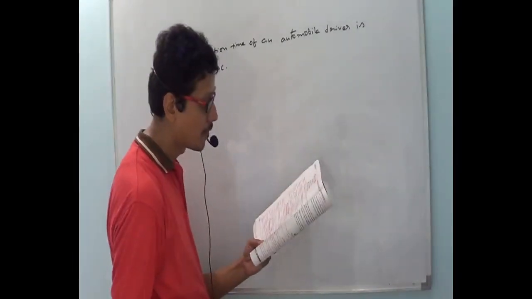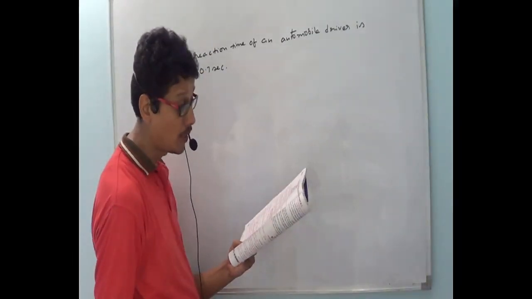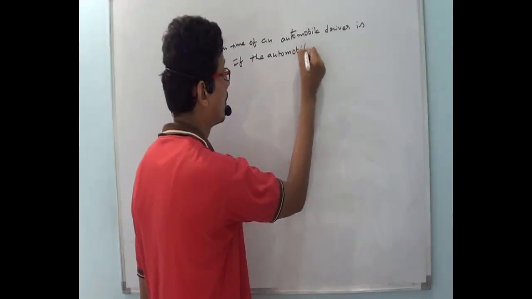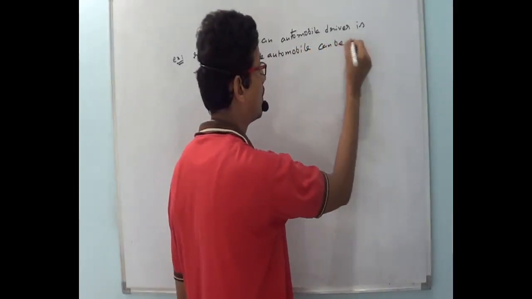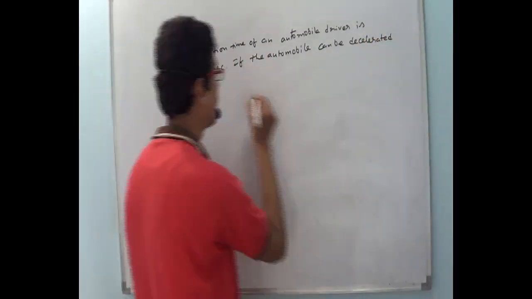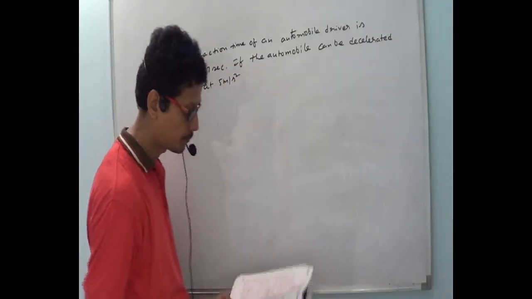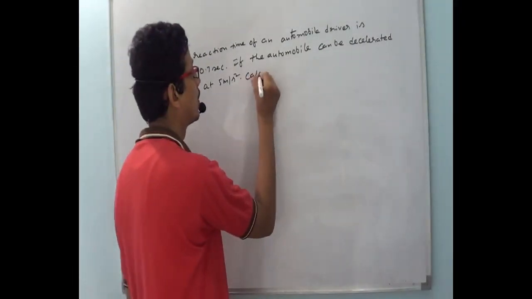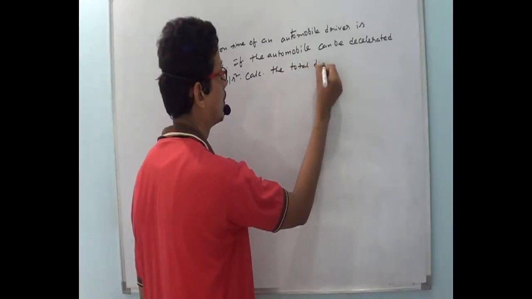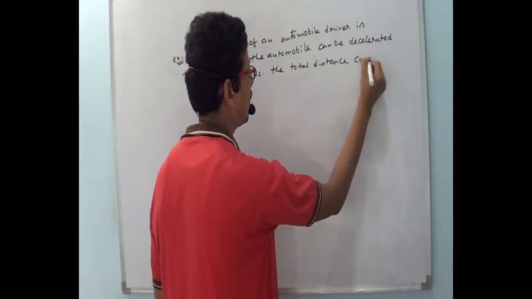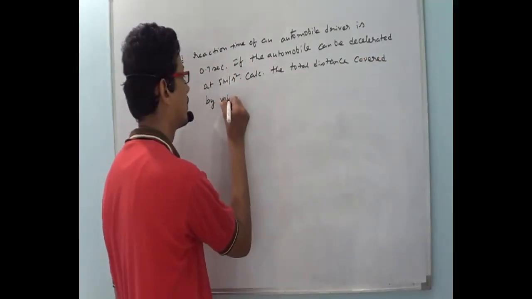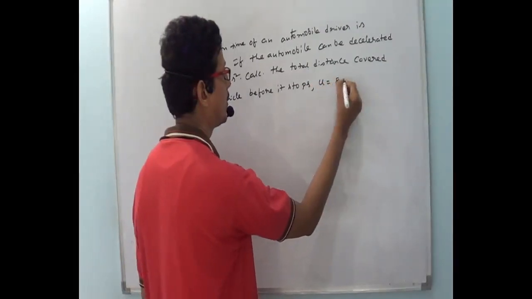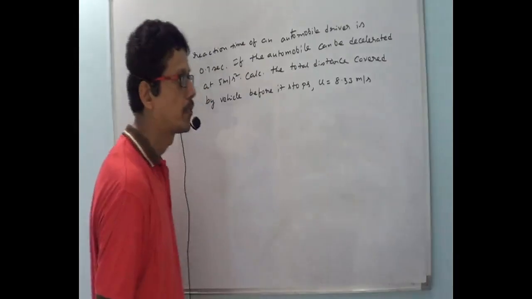This is the question. The reaction time of an automobile driver is 0.7 seconds. If the automobile can be decelerated at 5 meter per second square, calculate the total distance covered by the vehicle before it comes to stop. Its initial speed is 8.33 meters per second.